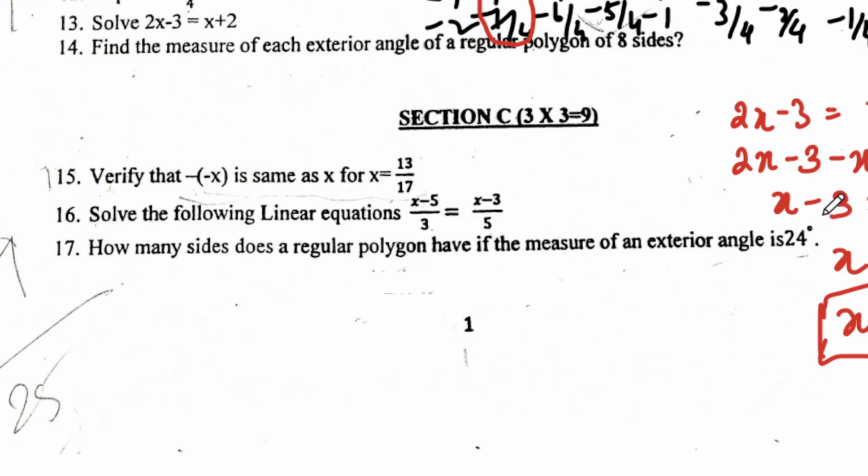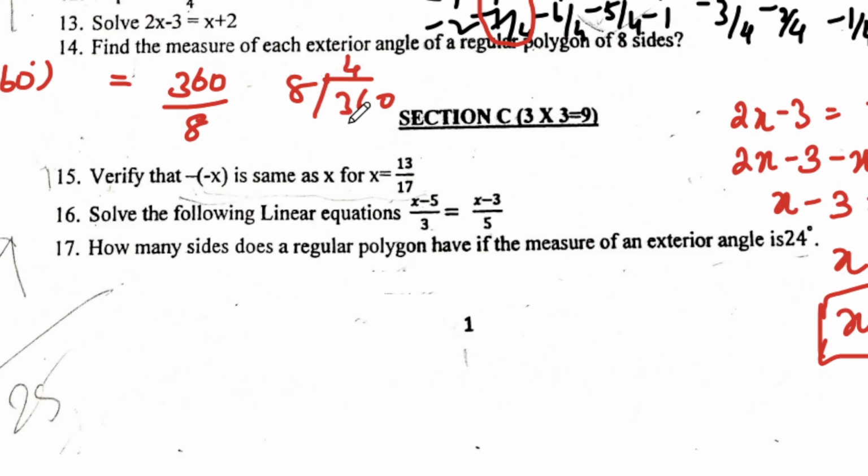Okay. Easy sum. Next, find the measure of each exterior angle of a regular polygon of side 8. So we already know it is a very easy question. We already know the sum of the exterior angles of a polygon is 360 degrees, and here we have a regular polygon of side 8. So we already have 360, and the number of sides is 8. So 360 divided by 8.